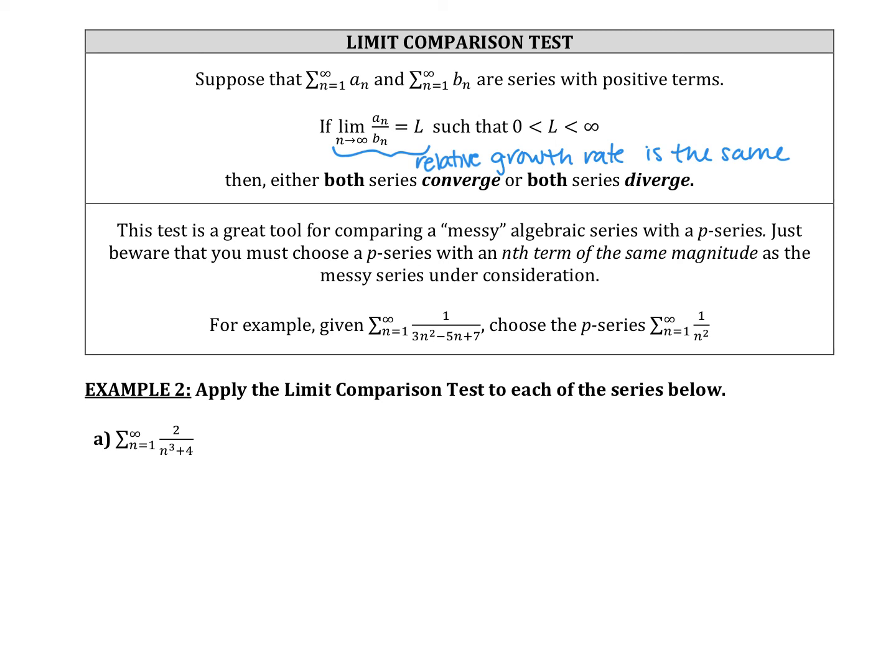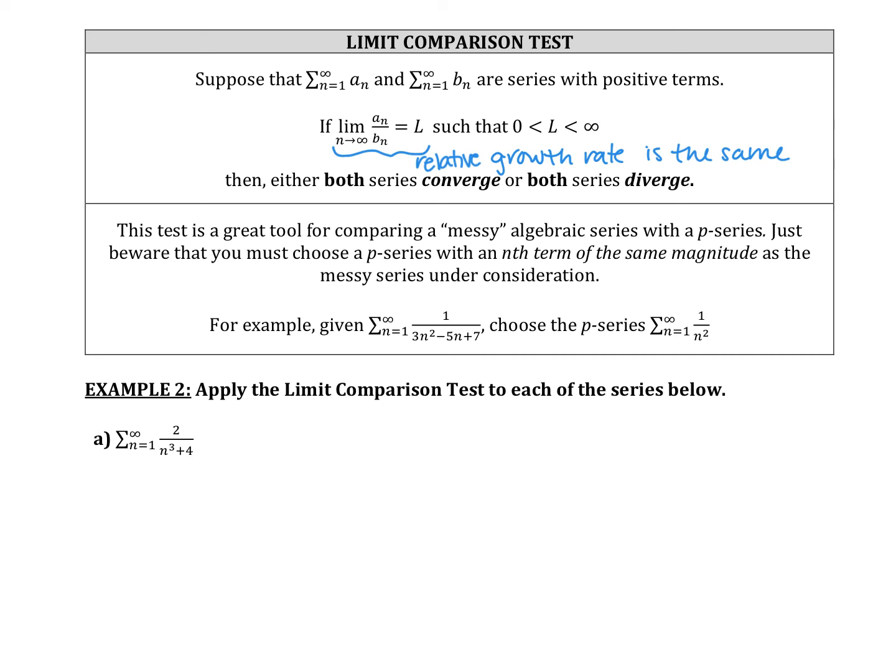So what we have to be careful of is that when we are choosing a comparison series, that we choose a p-series. P-series is the easiest to choose, that has the same magnitude as the function we're choosing. So for example, if we want to see what happens to this series, then I'm going to choose a p-series 1 over n squared. I'm going to choose this because n squared, this one has n squared as well. So I can make that comparison.